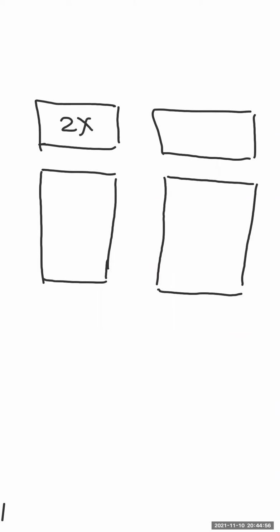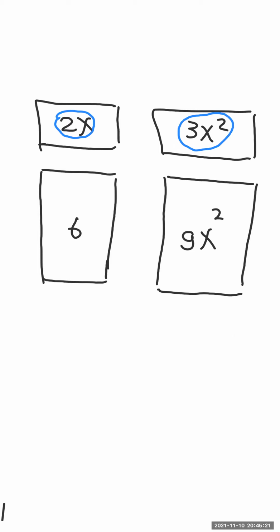Here there's 2x, and here 3x squared, 6, and 9x squared. What is the required here? Actually, in this question, we want to write the algebraic expression which expresses the sum of areas of these rectangles. Each rectangle, its area is written inside it. So the first area for that rectangle is 2x. This one, 3x squared. This one is 6. This one is 9x squared.